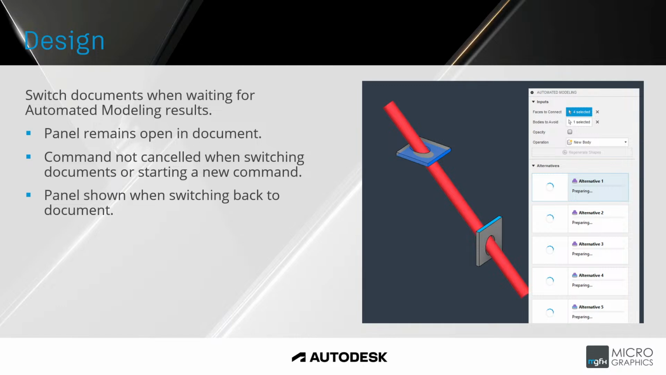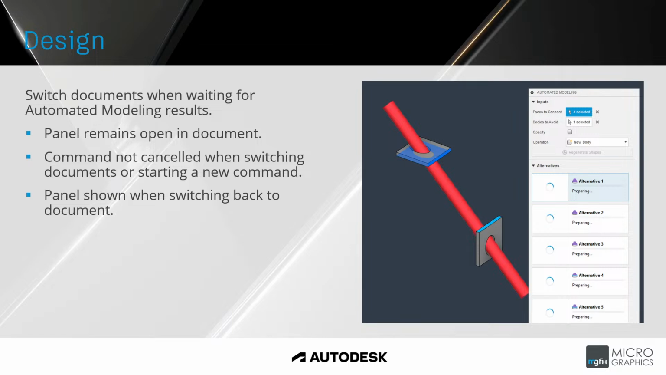Going on to the automated modeling. Prior to the update with automated modeling, when you hit OK to generate your alternatives, you would be locked to that document and you'd basically be sitting watching this generate or prepare those alternatives. With this update, you are now able to switch documents and continue working on a different document while your alternatives are being calculated. So we'll see that the automated modeling panel will remain open in that document, and that command is not cancelled when you move to another document or start a new command in the other document.